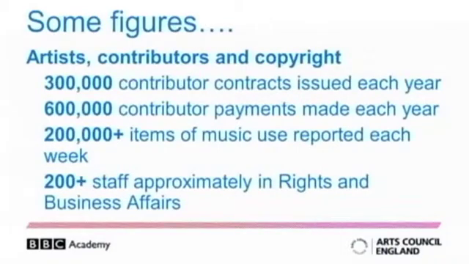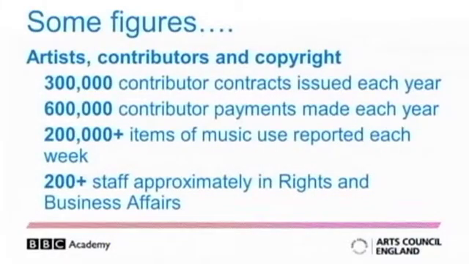So, just some figures, just demonstrating the scale of what we have to deal with. We issue over 300,000 contracts a year at the BBC for contributors and rights clearances. We have 600,000 rights payments or contributor payments every year. 200,000 items of music every week are reported to the music collecting societies, thankfully not manually. And we have over 200 staff in Rights and Business Affairs as a whole, and that's shrinking, by the way. That seems a lot of money. It seems a lot of money and people, but it's actually not a lot when you look at the scale of what we do.